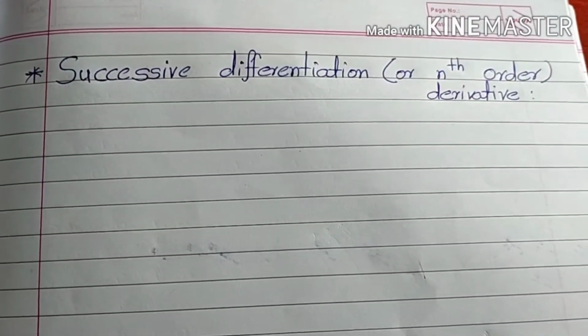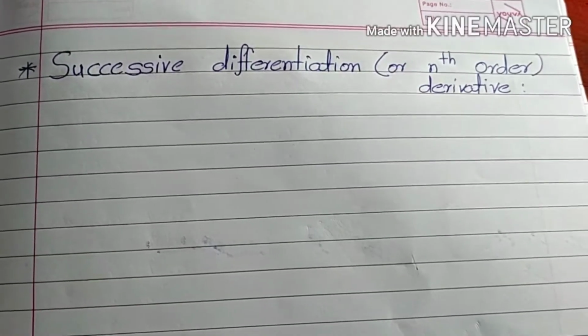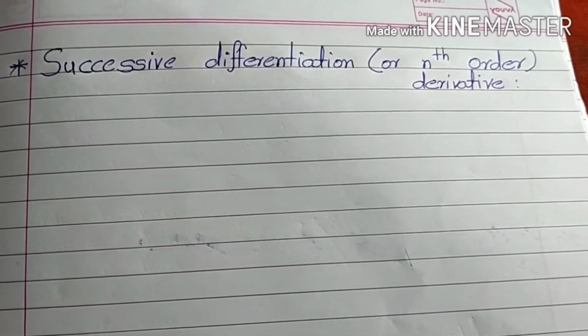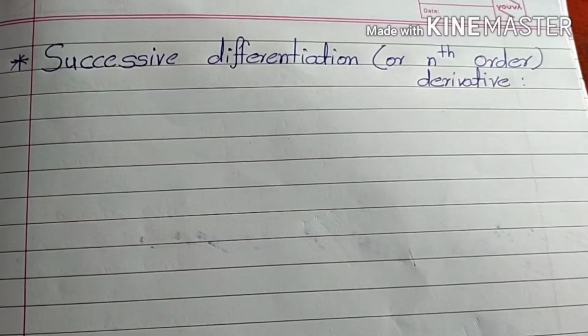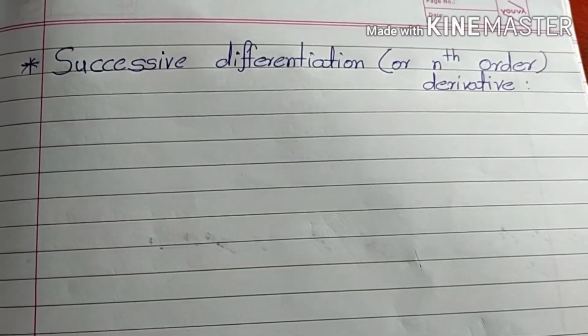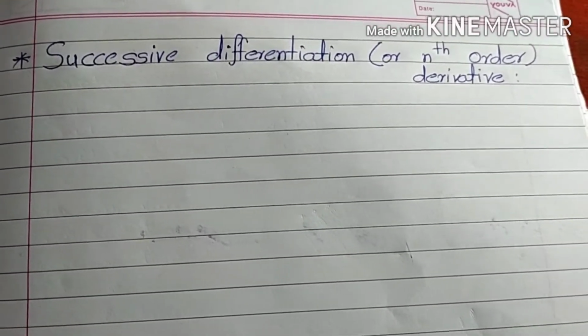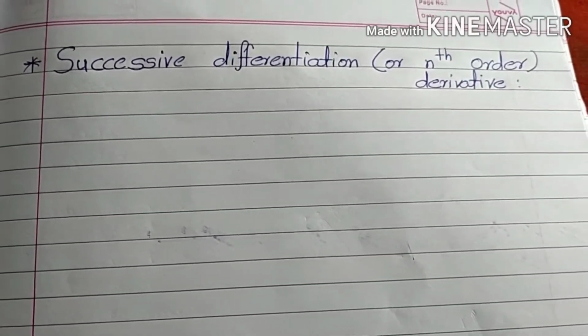Today we discuss successive differentiation. Successive differentiation is also called nth order derivative. So first, what is meant by successive differentiation? Successive differentiation is the process of differentiating a given function successively n times, and the result of such differentiation is called a successive derivative.